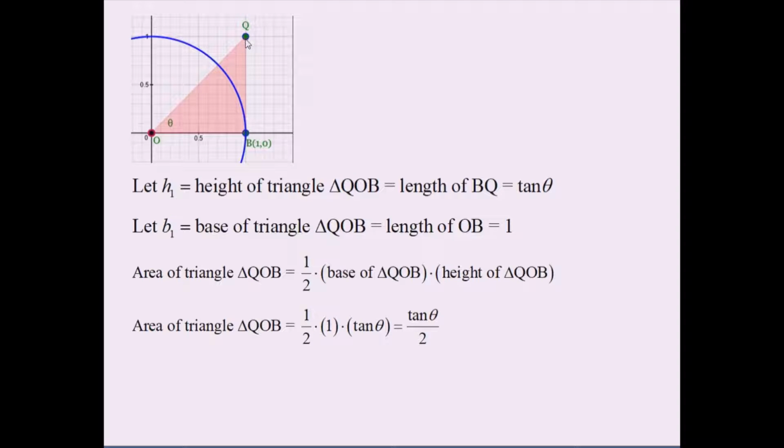And the area of the triangle QOB is going to be 1/2 times the base times the height. The base will be the length of OB, which is 1. And the height will be the length of QB, which is tangent of theta. So we have the area of the triangle as 1/2 times the base of 1 times the height, which is QB, or tangent of theta. And all of this will be tangent of theta divided by 2. And so the area of the triangle QOB will be tangent of theta divided by 2.